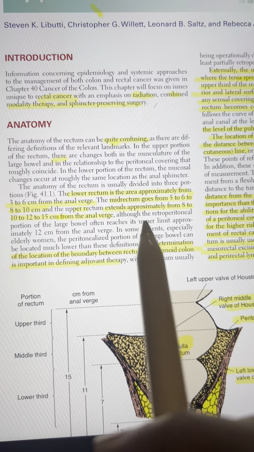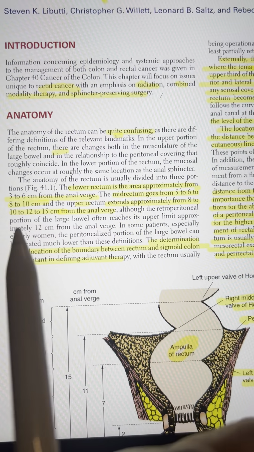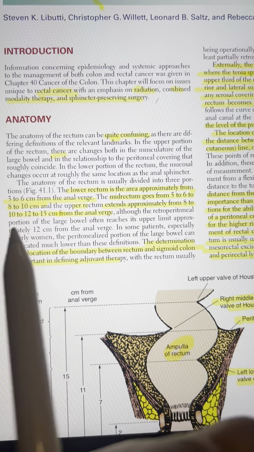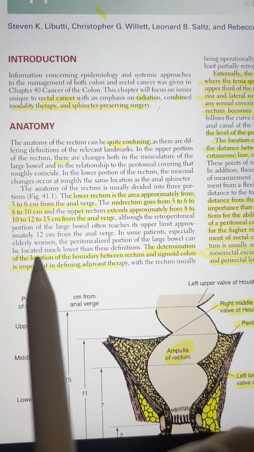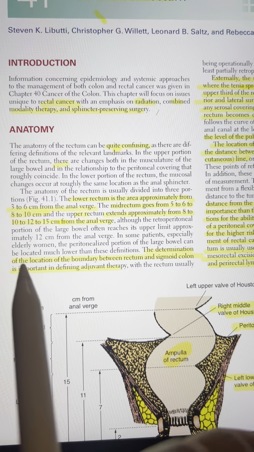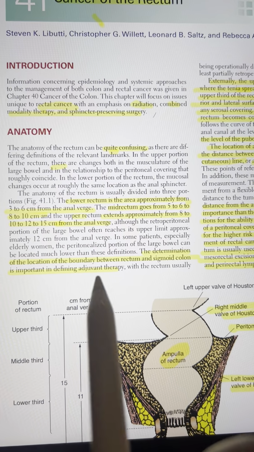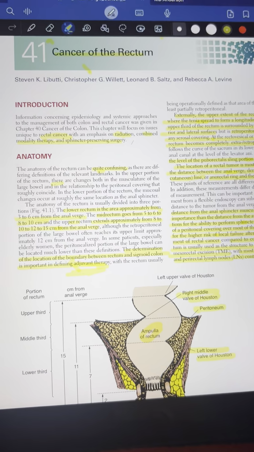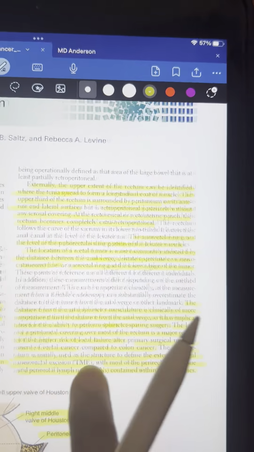Although the retroperitoneal portion of the large bowel often reaches its upper limit approximately 12 centimeters from the anal verge, in some patients, especially elderly women, the peritonealized portion of the large bowel can be located much lower than these definitions. The determination of the location of the boundary between the rectum and sigmoid colon is important in defining the adjuvant therapy. So why is it important to define the margin of the rectum and sigmoid? That is for adjuvant therapy.